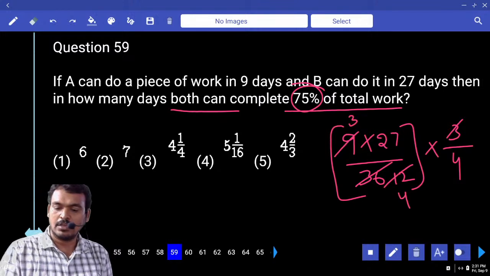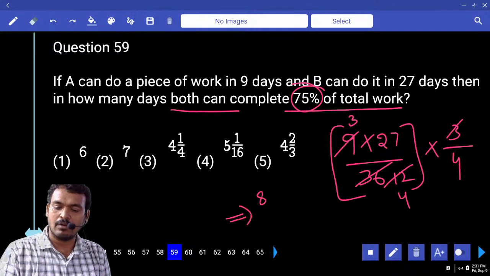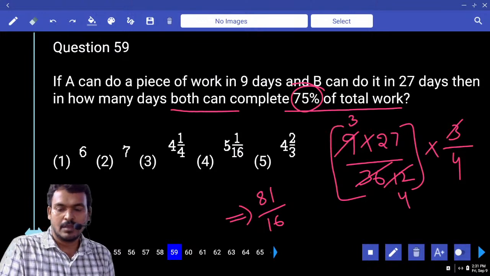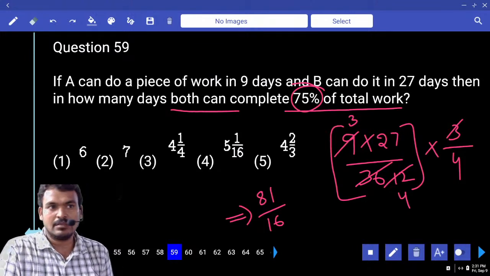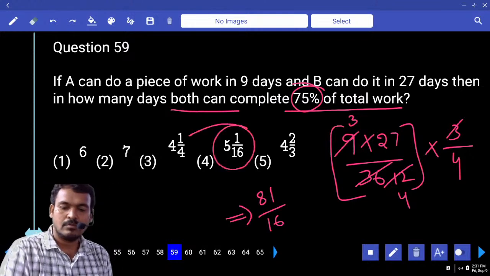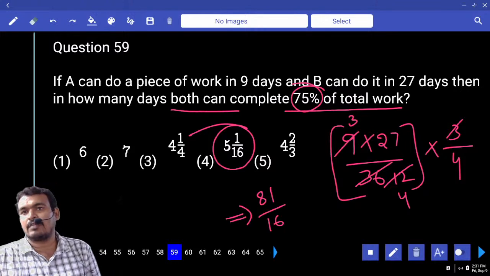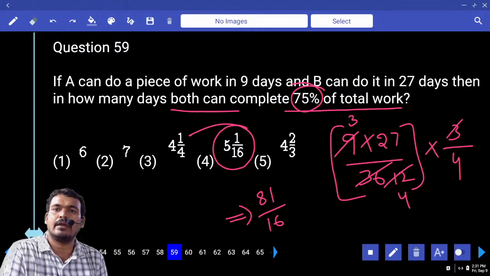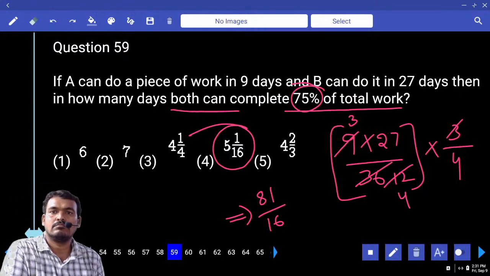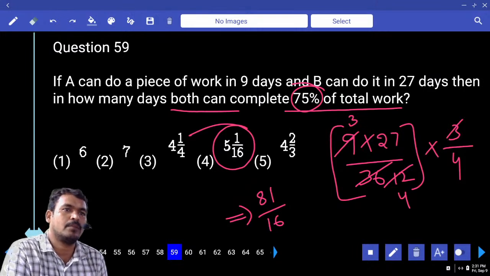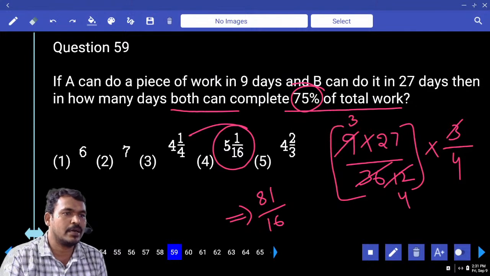4 times. The numerator we are getting 81. Denominator 16 or not? 81 by 16 is more than 5 times or not? But the denominator must be 16. Option 5 1 by 16. Suppose if we required 50%, then we write 1 by 2 or not? Together means we write product by sum, or product into product by sum.